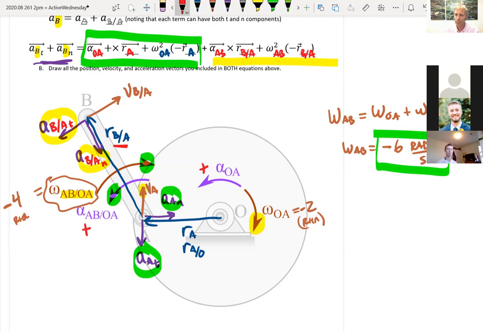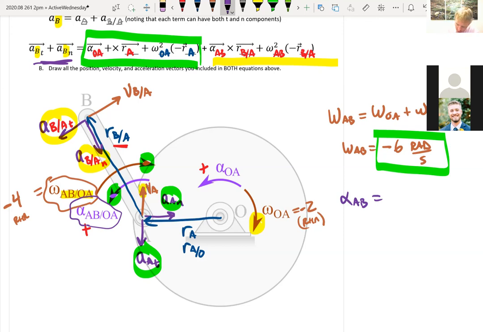I guess my first question is, alpha of AB, have we drawn that yet? We haven't, but we could. We have the relative around point A. And like I said, because both these are positive, we could write the equation that alpha of AB is equal to, and these are all technically vectors, but they're all in the k-hat direction in a 2D problem.